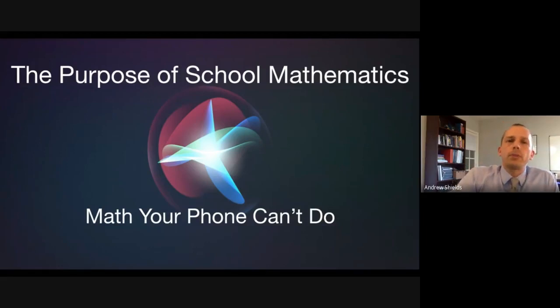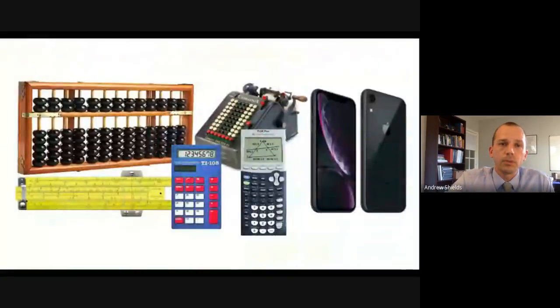So I want to bring us back to the beginning, when we talk with the subtitle again, Math Your Phone Can't Do. And one of the things that I said was, we've been through transitions like this before, where we have technology that's really just changing what students need to be able to do. A couple of visuals for us there. So we've got an abacus, a slide rule, an adding machine, a digital calculator, and a graphing calculator. All of these things changed what math students needed to be able to do.